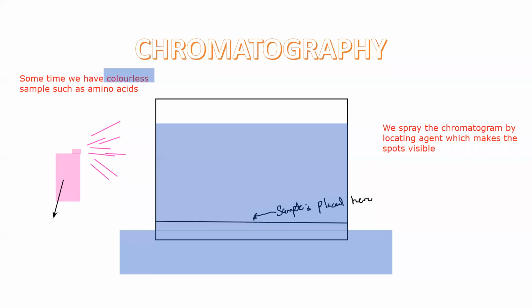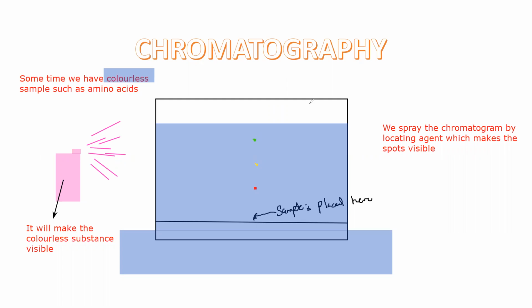This locating agent will make the colorless substance visible. When we spray the colorless substance with the locating agent, there will be a chemical reaction, and then we are able to see the spots. Before that, the spots were not visible, but the locating agent makes these spots visible.